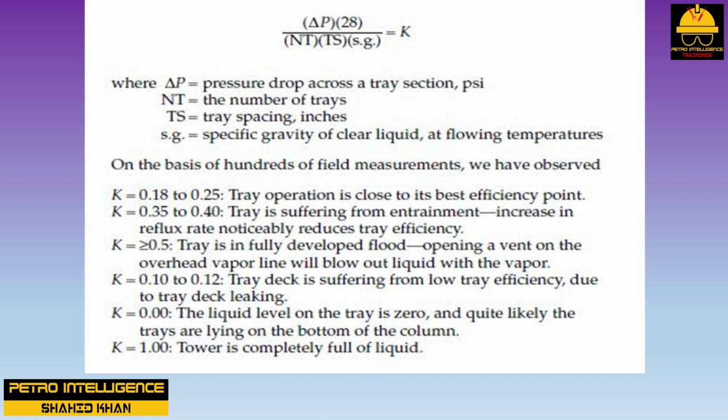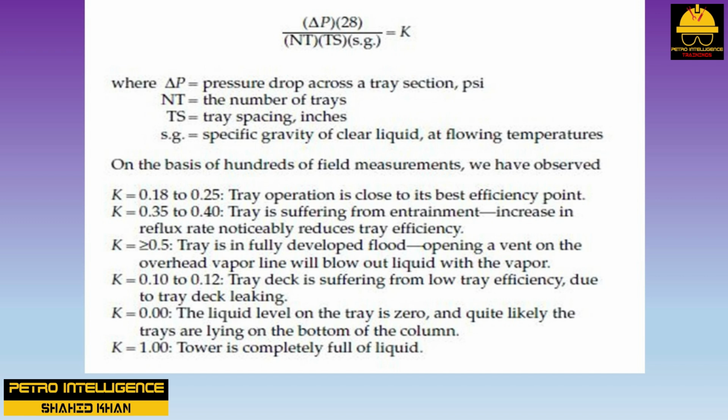If K equals 0.35 to 0.40, the tray is suffering from entrainment. An increase in reflux rate noticeably reduces tray efficiency. If K is greater than or equal to 0.5, the tray is in fully developed flood. Opening a vent on the overhead vapor line will blow out liquid with the vapor. If K equals 0.10 to 0.12, the tray deck is suffering from low tray efficiency due to tray deck leaking.